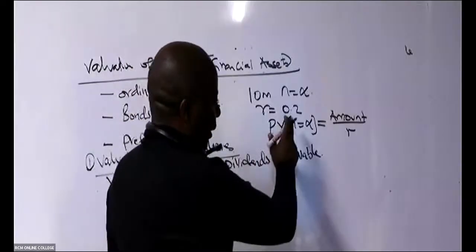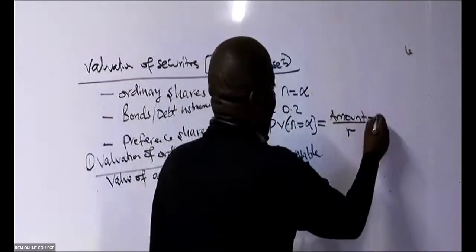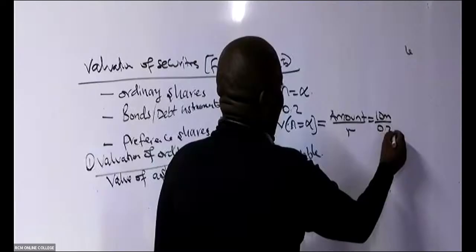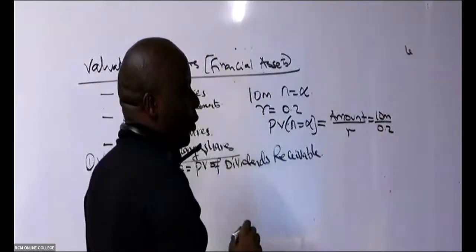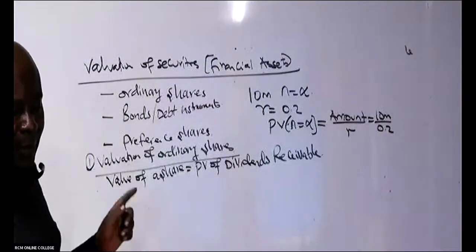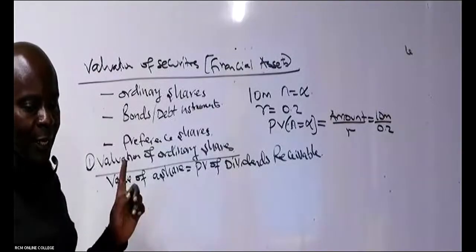So Calvin must have taken this as 0.1. Then this will be 10 million divided by R, which is 0.2. So 10 divided by 0.2 will end up giving me 50 million.